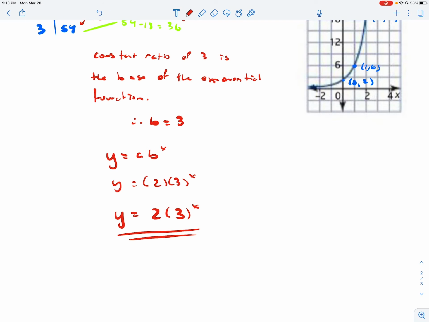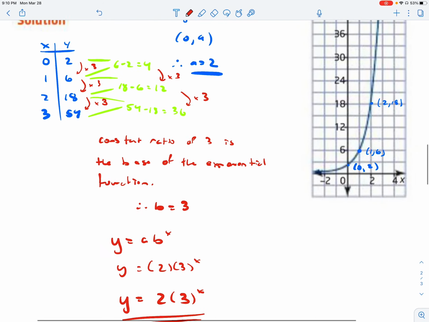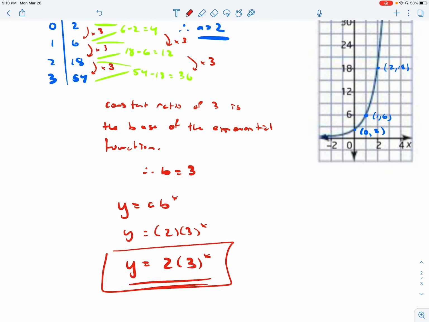If you have another point on the graph, you could always test this and check it. But that would be our equation for that function.